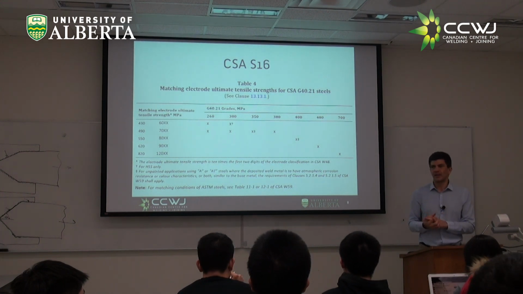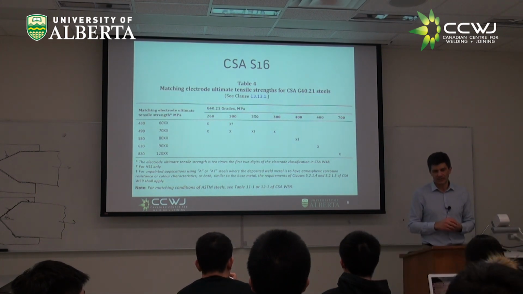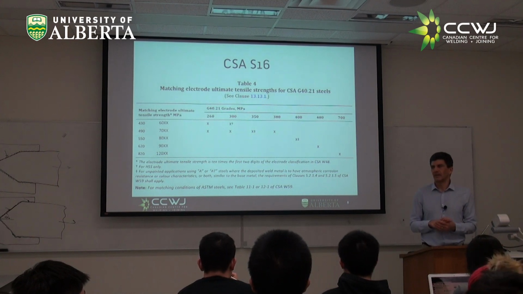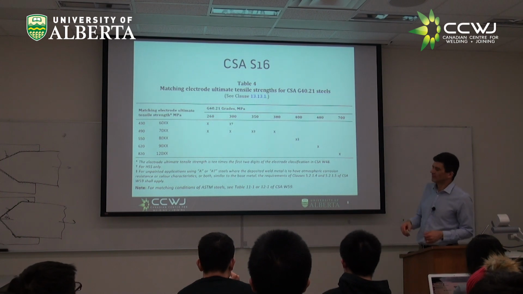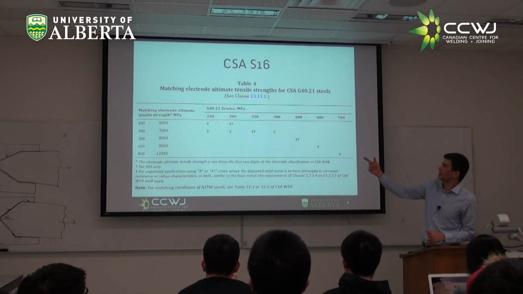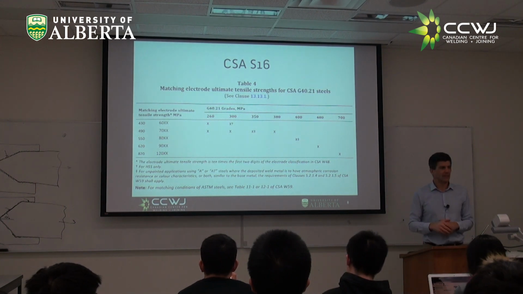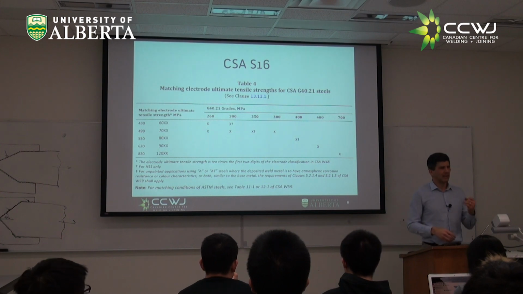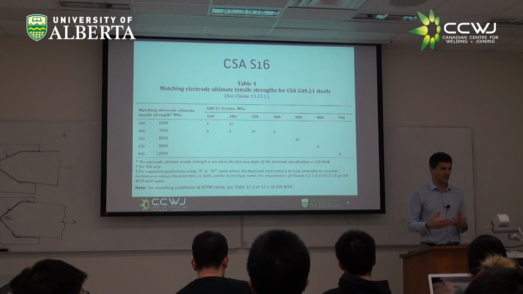And you go to SAE or AISI, and they would call it, I don't know, 1020 or 1040. Right? And then you go to other codes. For example, in CSA, they call it G40.21, right? And if you go to ASTM, the same steel can have very many different names. The X70, that's an API standard, right?